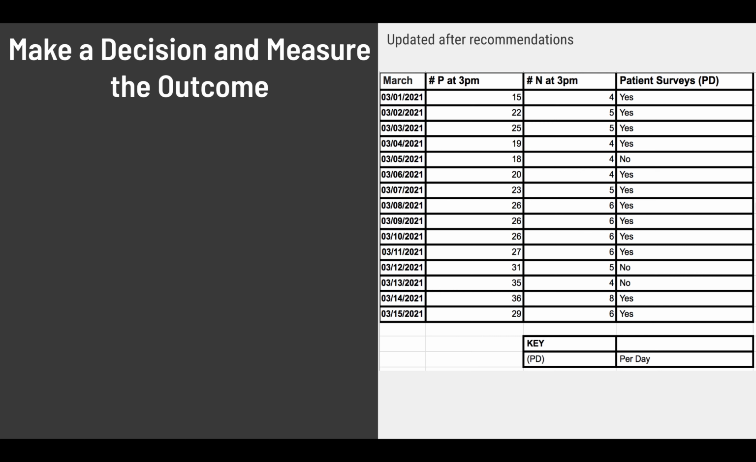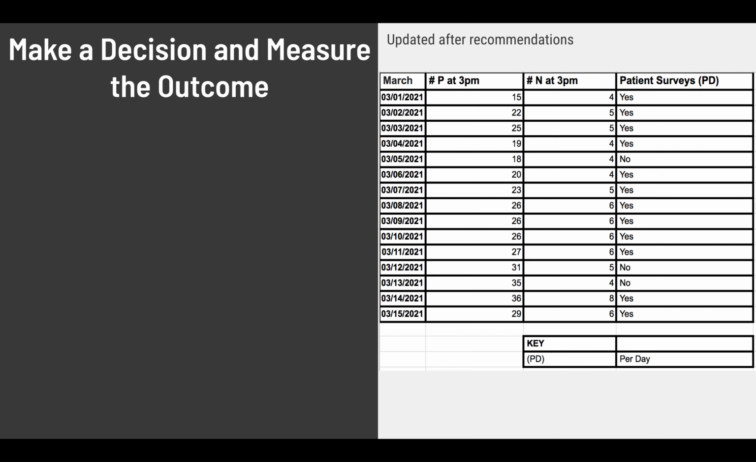Next, after our recommendations were implemented by this company in the year 2021, they made the decisions and measured the outcome. We have, again, March 1st through March 15th. Instead of measuring by the beds and number of patients, they did it granularly by the time. So by a certain time, how many nurses were needed on staff at that time. We have number of patients at 3 p.m., number of nurses at 3 p.m., and the patient surveys per day, as depicted by that key.